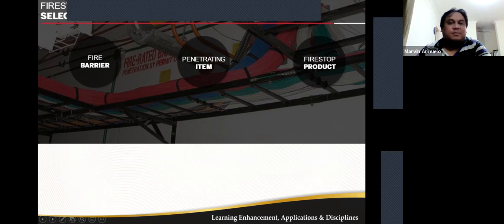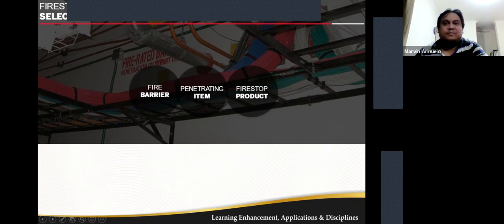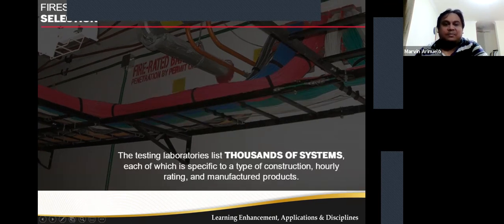Let us discuss the fire stop selection. There are three elements for the fire stop system selection, as what you see on your screen: fire barrier, penetrating item, and the fire stop product. They have to work together, those three elements, to form a system that makes up the through penetration fire stop. And the testing lab lists thousands of systems, each of which is specific to a type of construction, hourly rating, and manufactured products.